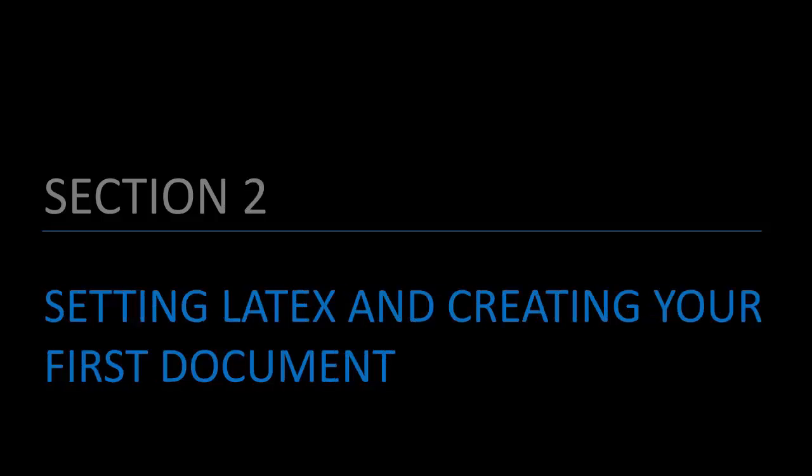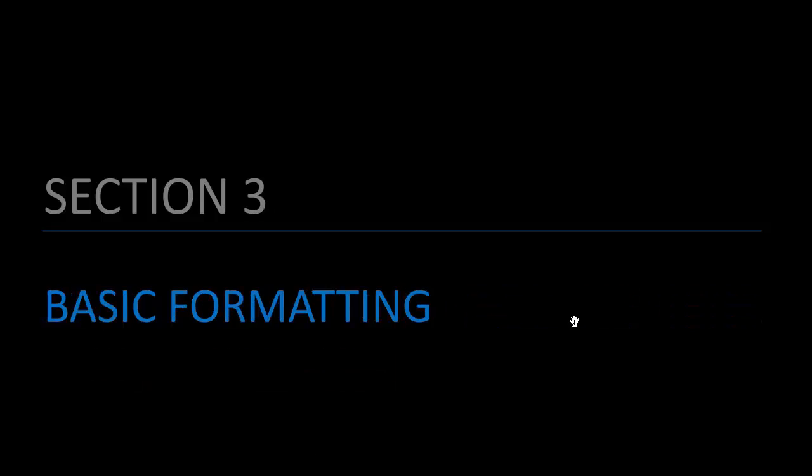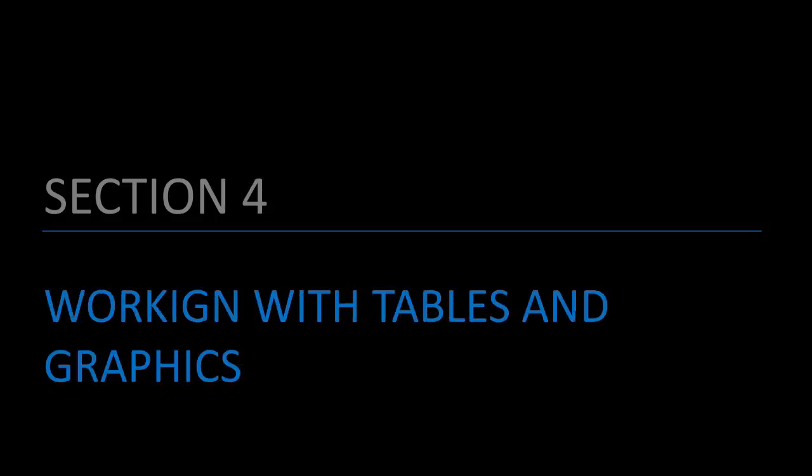In section 2, we will be looking at how to set up LaTeX, that is how to install it and create your first document in LaTeX. In section 3, we will be looking at some of the basic formatting options. That is how to bold, italicize, underline, install packages, and other listing options. In section 4, we will be talking about how to include tables and graphics into the LaTeX environment and how to align them and how to use its different options.